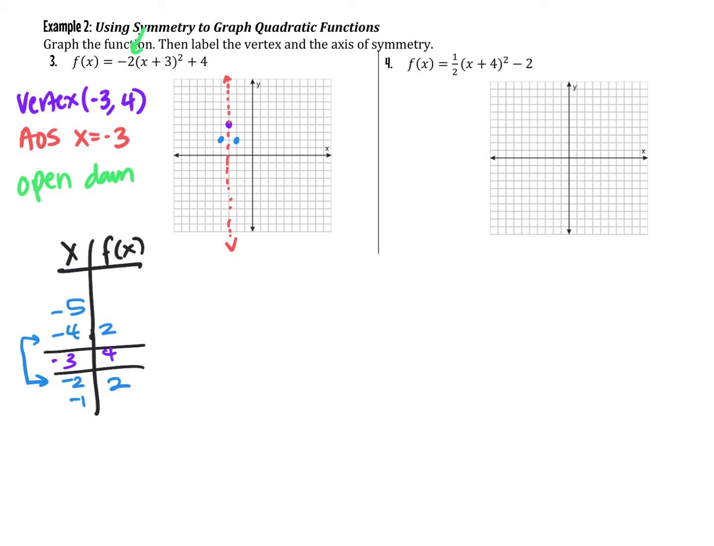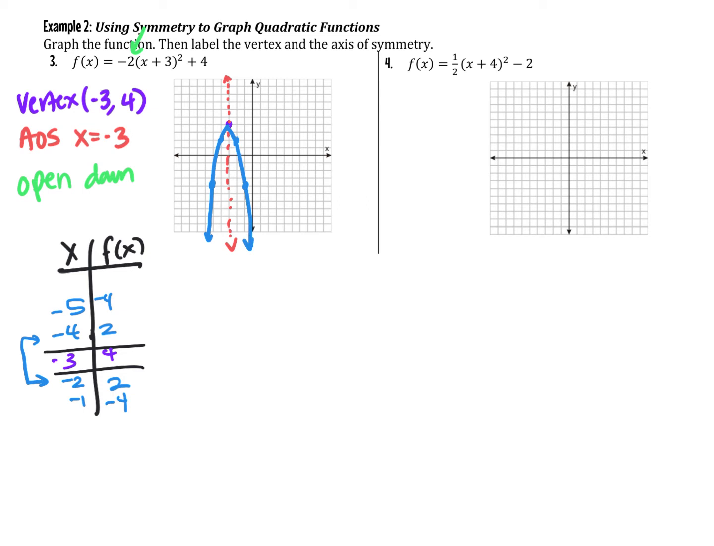If I plug in -1, -1 plus 3 is 2, squared is 4, times -2 is -8, plus 4 is -4. So that's going to be the value for both of these points, and I'm going to go ahead and plot those 2 points. Now I have 5 points graphed, so I'm going to connect them to make my quadratic.